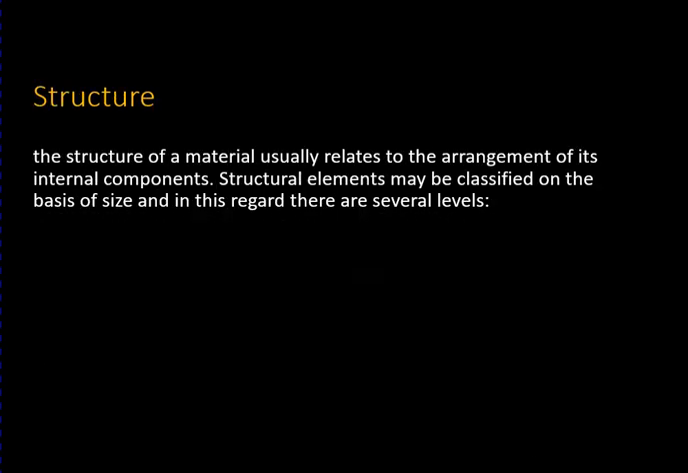All right. So now let's talk about the structure. Since we said that material science establishes the relationship between structure and properties of a material, what do we mean by structure? The structure of a material usually relates to the arrangement of its internal components. Structural elements may be classified on the basis of size.